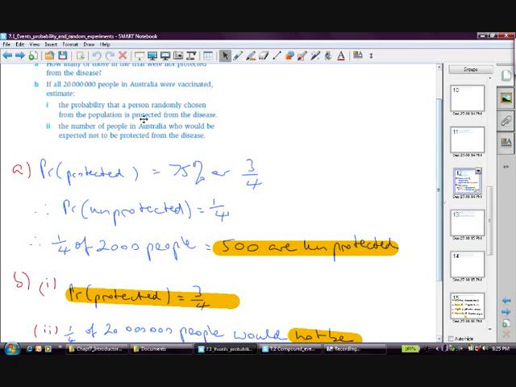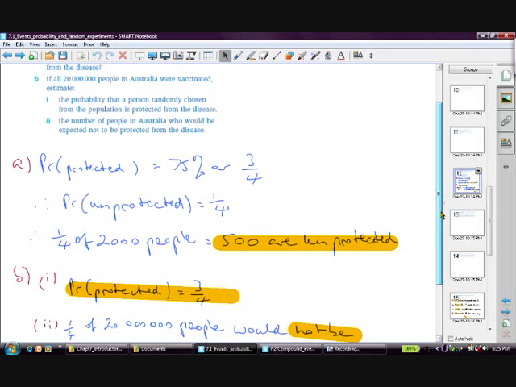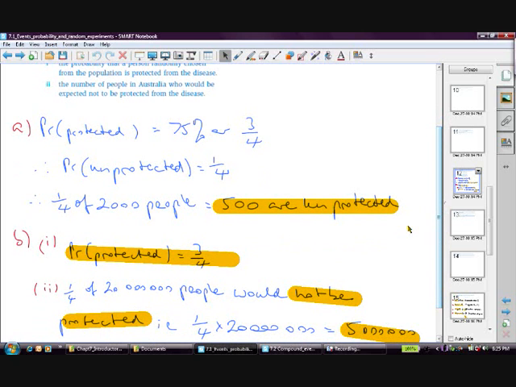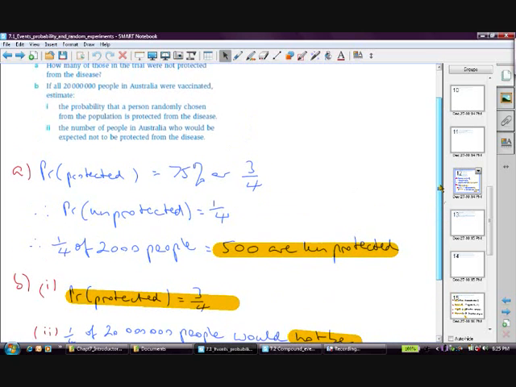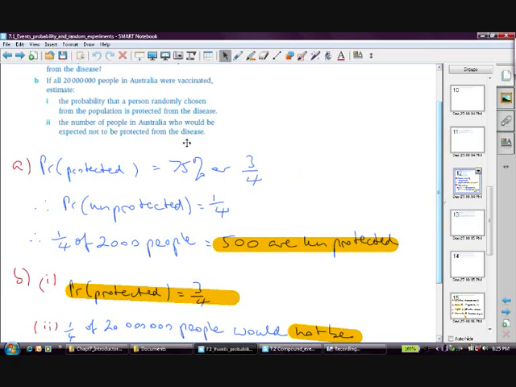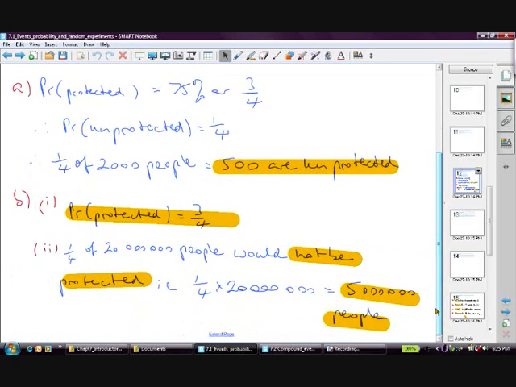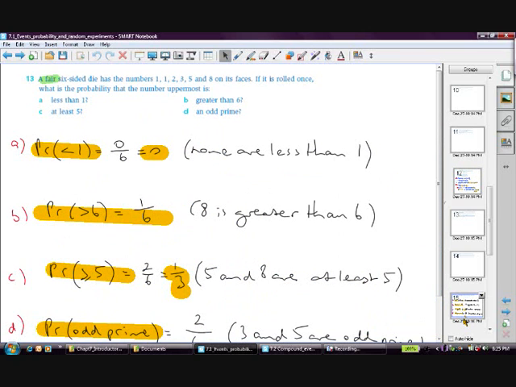Next question. If there's 20 million people in Australia, there's a bit more than that now, what's the probability that the person randomly chosen is protected? Well, remember 3/4 of the population is protected. Just says estimate the probability. The probability is 3/4. What's the number of people who aren't? Well, again, 1/4 of 20 million would not be protected. It's all too easy, isn't it? We don't really need to go through this.